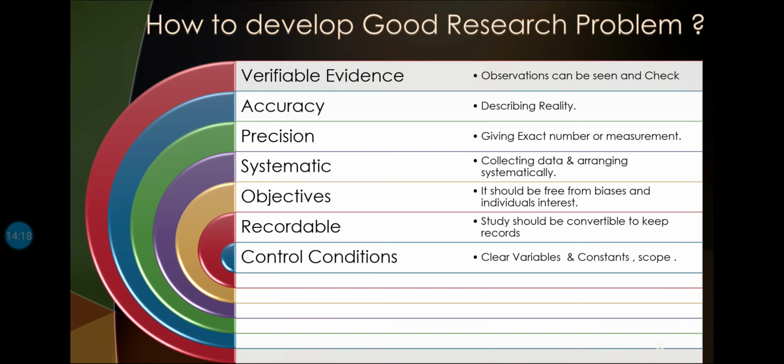It should be recordable. Of course, whenever you do the work, many times you fail to observe other factors, and thus it should be recordable so that we can review our work done. It should be under control conditions. You should know the control conditions. After going through the title of your research work, it should be very clear what the control conditions are and what the scope of work is. You should be clearly knowing about your variables, constants, and your scope of work. So if all these things are possible in your research work, yes, you have selected the right problem to carry out your research.